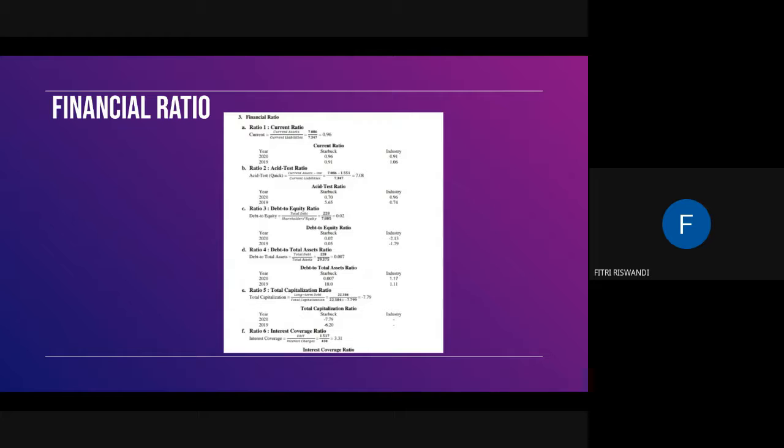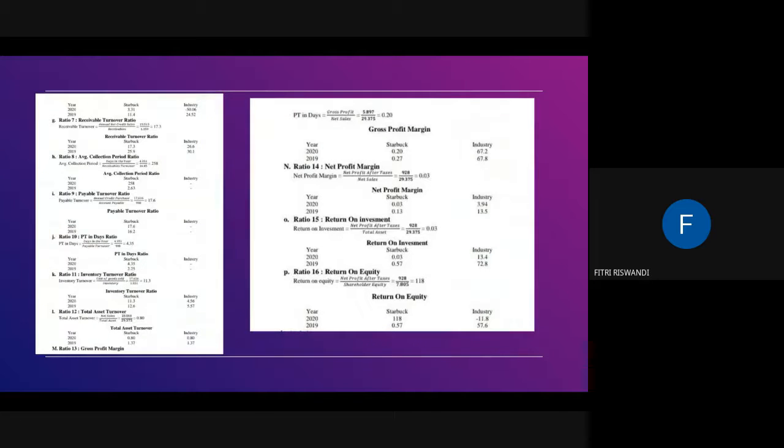Sixth is interest coverage ratio: EBIT divided by interest charge. The next, seventh, is receivable turnover ratio: annual net credit sales divided by receivable. Eighth, collection period ratio: days in the year divided by receivable turnover. Ninth is payable turnover ratio: annual credit purchases divided by account payable. Tenth is payable days ratio: days in the year divided by payable turnover. Eleventh is inventory turnover ratio: cost of goods sold divided by inventory.